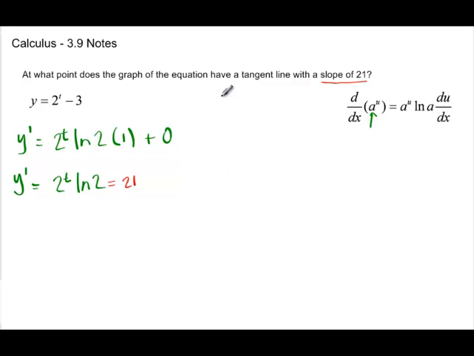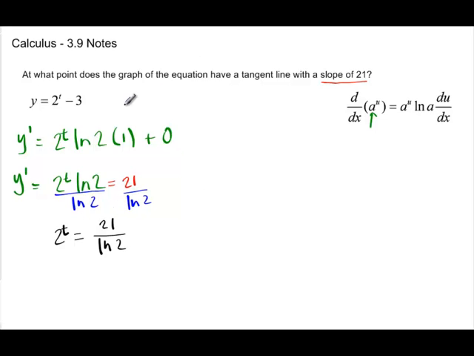So dive back into the depths, and how do we solve this guy out? Well, let's divide everything by the natural log of 2. That is a constant. And we have 2 to the t equals 21 over the natural log of 2. And then how do we get it out of this? Take the natural log of both sides.